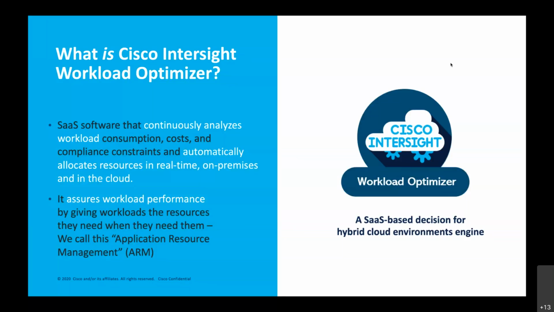See what your environment constraints are, and then automatically either allocate resources or move resources around, or give you a recommendation to do so to make sure your applications will have the right performance. This type of system is usually called application resource management. It's SaaS-based because we run on top of the Cisco Intersight.